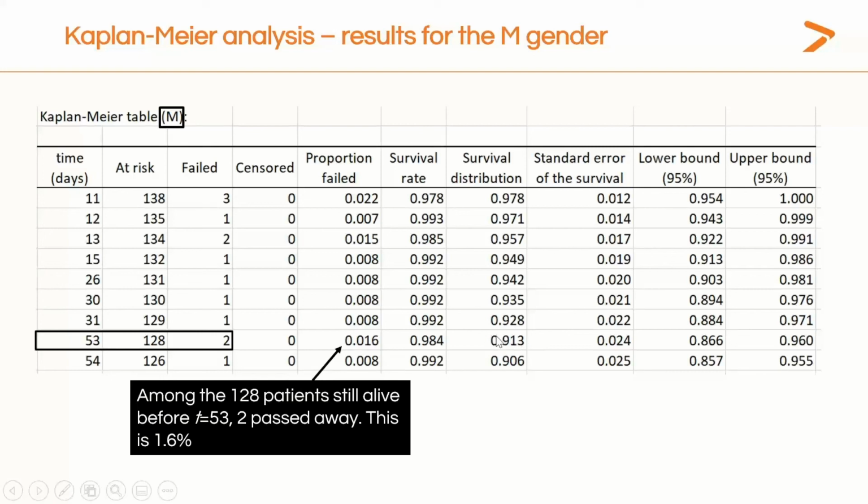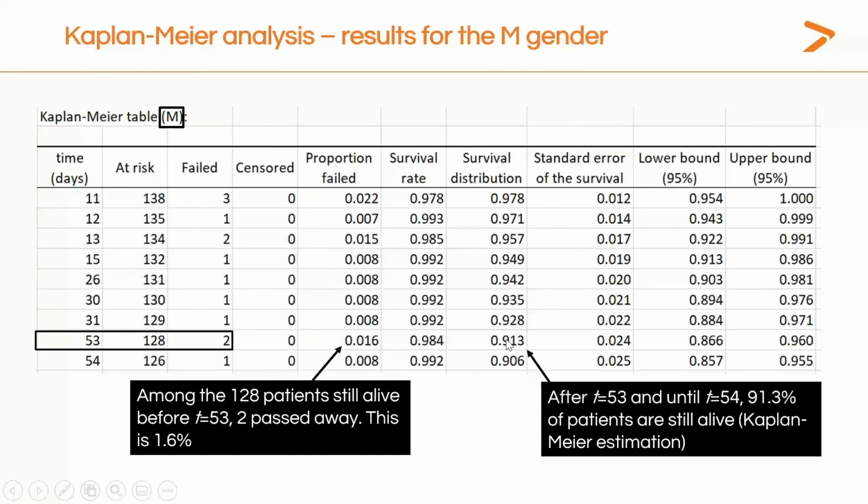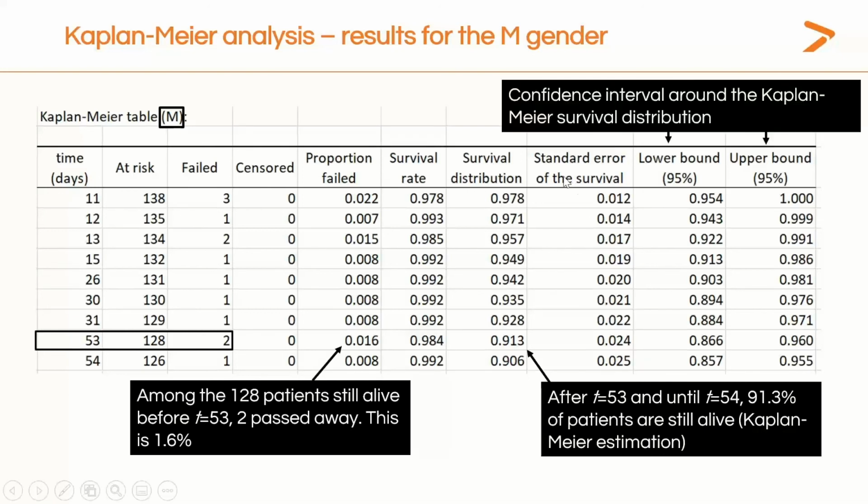Survival rate corresponds to 1 minus this value. Then this is the survival distribution. This is what is estimated by Kaplan-Meier analysis. So after t equals 53 and until t equals 54, 91.3% of patients are still alive. So the survival rate until this time is 91.3%. And of course, this distribution is bounded between 2 confidence interval bounds.